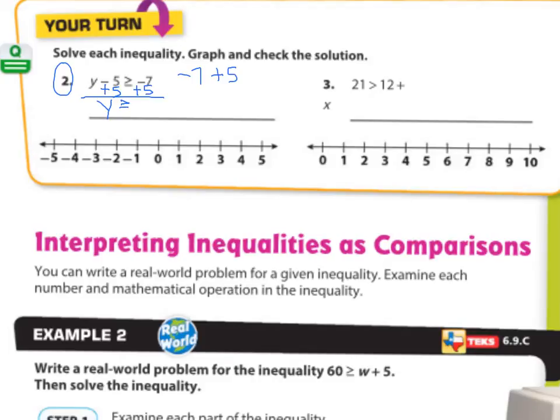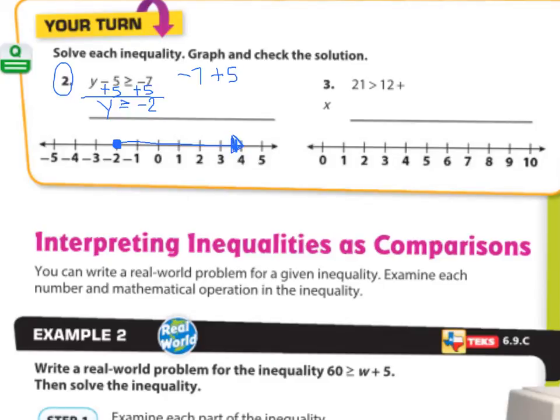Y is greater than or equal to, and then negative 7 plus 5 is what you're doing. You have more negatives, so your answer is negative. How many more negatives do you have? You have 2. We had to subtract that. So your numbers are going to have to be greater than or equal to -2. Okay, remember when it's greater than or equal to, you fill in the circle, and then the numbers that are greater than -2 would go this way.